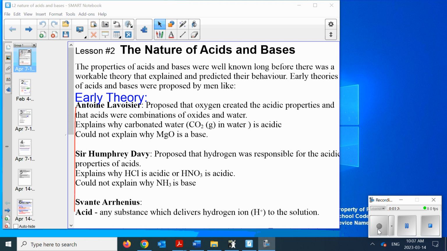We could predict their behavior. We did that yesterday. We knew the properties of acids and bases. A lot of them you knew beforehand. Acids taste sour. Bases are slippery. When you think about some of these things, bases taste bitter. You probably didn't know that. You don't need to taste bases.